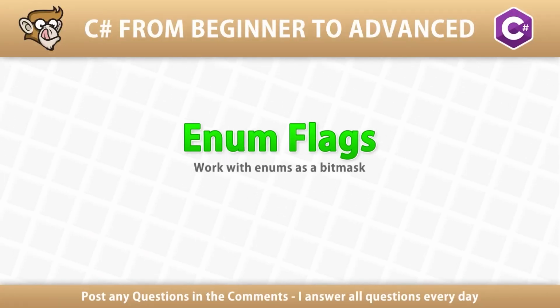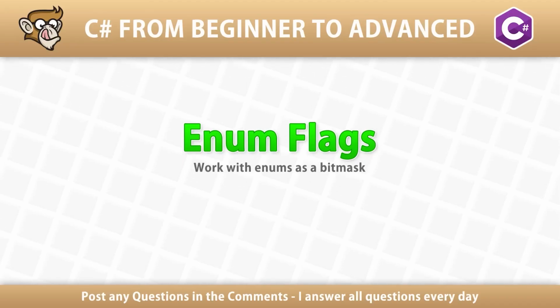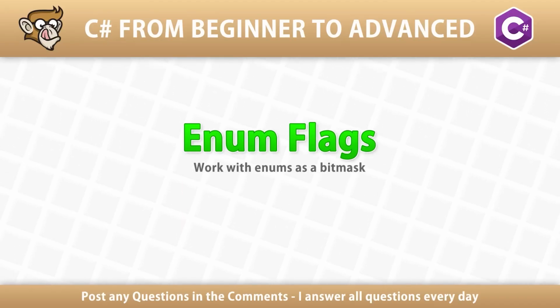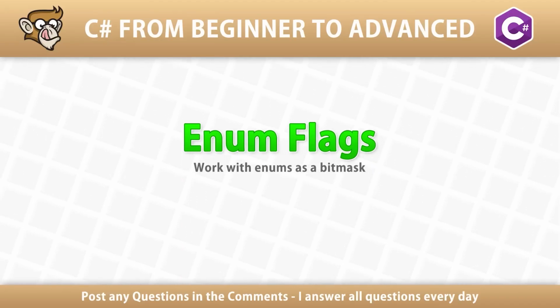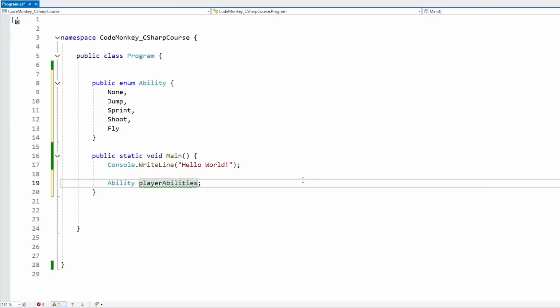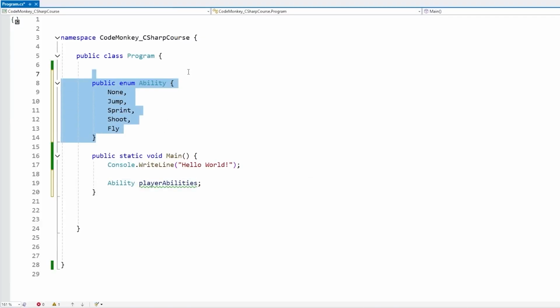In this lecture, we're going to learn about enum flags. This is a special thing you can add to your enums to make them work like bits, which enables you to do bitwise operations on them. In the beginner section, we already covered enums. So here's a basic enum that represents various abilities.